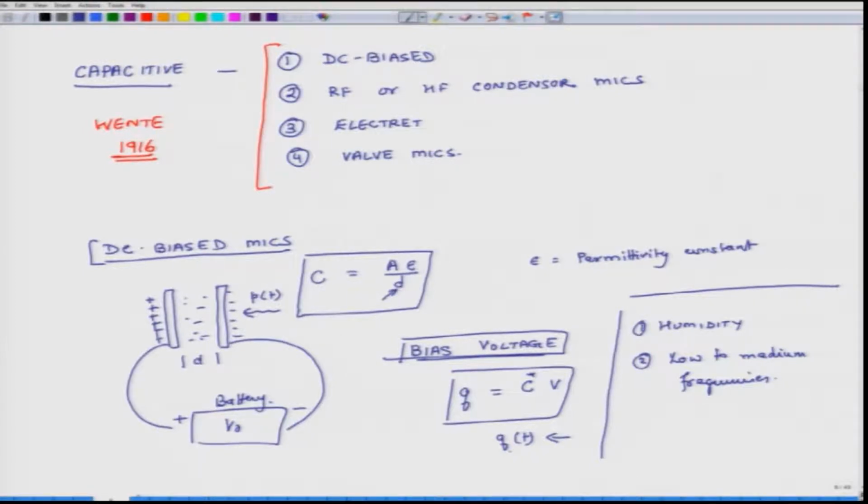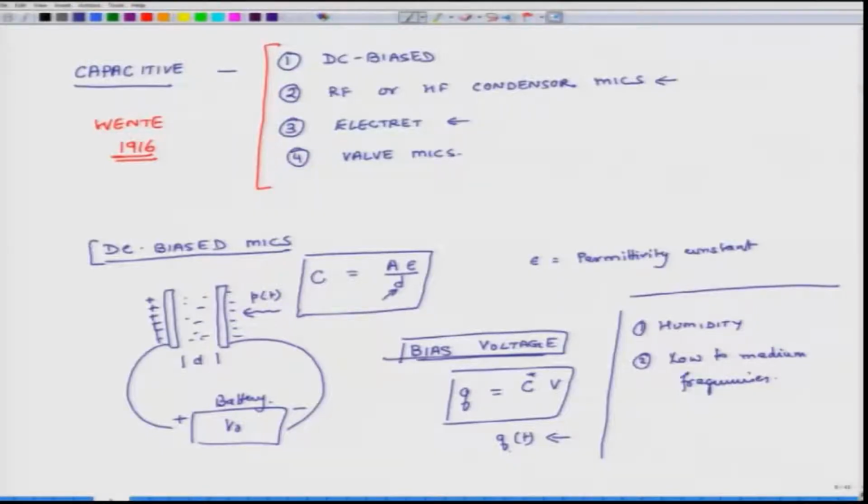Now, there is this other category, RF or high frequency condenser mics. So, these are used for extremely high frequencies. At least in the context of noise measurement, we will not talk much about it, but in general these are less sensitive to moisture. But I will talk about this Electret mic. So, we will discuss Electret mics.